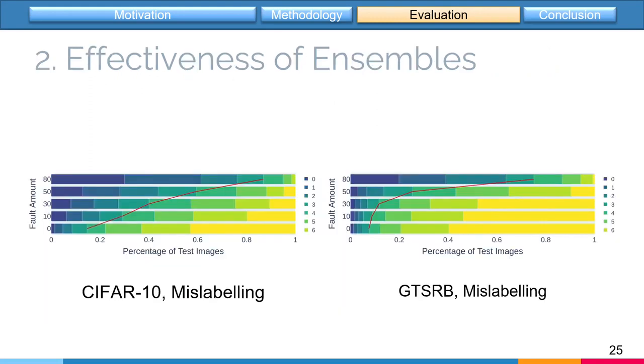We show the percentage of test images that are correctly classified by the number of individual models in the ensemble. In this example, we do this for varying amounts of mislabeled data along the y-axis for the CIFAR-10 and GTSRB datasets. The red trend line marks the majority boundary, where the part of the graph to its right is where the majority of models classifies correctly. As you can see, as the percentage of mislabeling increases, it becomes increasingly difficult for the ensemble to tolerate faults. The ensemble is able to classify correctly at least up to 50% faults.